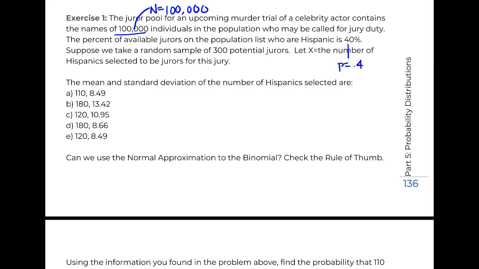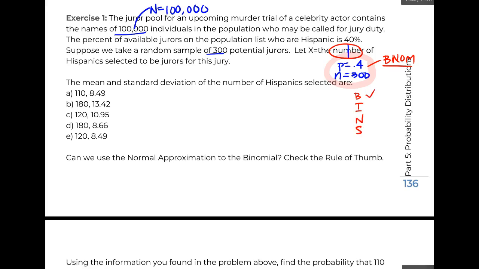And suppose we take a random sample of 300. There's our N. So right off the bat, I have an N and a P. This is screaming at me binomial because I have those two pieces. And then I get my pat on the back. We're looking for X to be the number of Hispanics, which is about counting up successes. So if we wanted to, we could check our BINS.